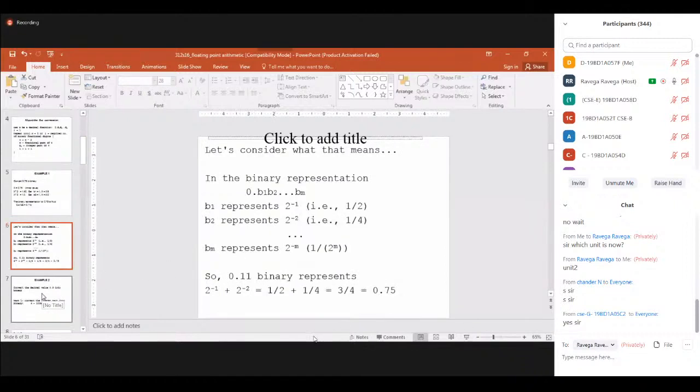Yes, this is another example. In the binary representation, b1 represents 2 to the power of -1, b2 represents 2 to the power of -2, and so on until bm, which represents 2 to the power of -m, that is 1 by 2 to the power of m, right? So 0.11 binary represents 2 to the power of -1 plus 2 to the power of -2, which gives you 1 by 2 plus 1 by 4, that is 3 by 4, that is equal to 0.75. Please try to concentrate. If you miss anywhere, you may not understand.